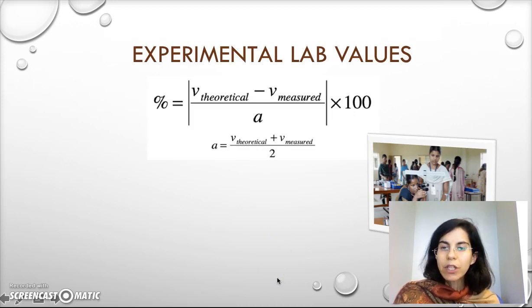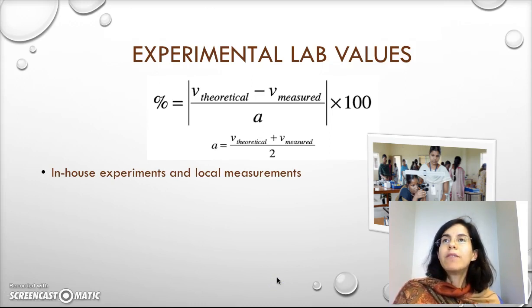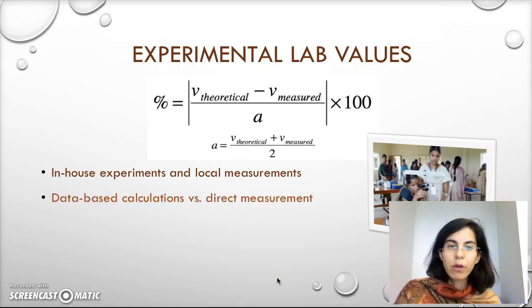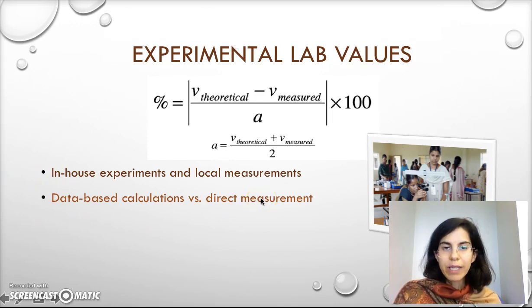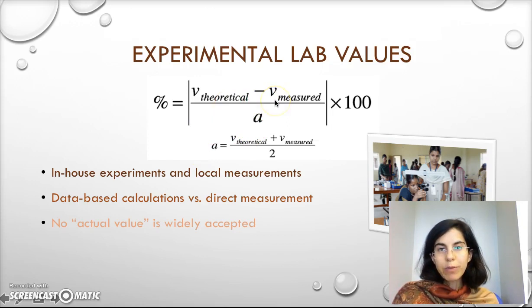However, what if the actual value is not known? What if you're working with an in-house experiment or a local measurement of something unique to you, like the mass of your physics textbook or the speed of your lab partner? If you've got calculations, in theory, which are sound, but are actually based on data, and you're comparing that to a direct measurement, who's to say that the theoretical calculations are accurate? Your theory is based on your data. Your direct measurement is based on your data. They're both equally suspect. If you're working with anything where the actual value is not widely accepted, then there's no point in deciding whether your theoretical value or your direct measurement is the more accurate.